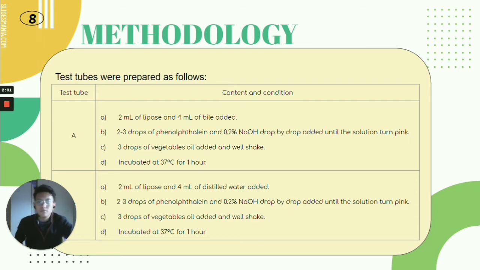For test tube B, which contains 2 ml of lipase and 4 ml of distilled water, 2 or 3 drops of phenolphthalein and 0.2% sodium hydroxide were also added drop by drop until the solution turned pink. 3 drops of vegetable oil were added and well shaken. The tube was incubated at 37 degrees Celsius for 1 hour.